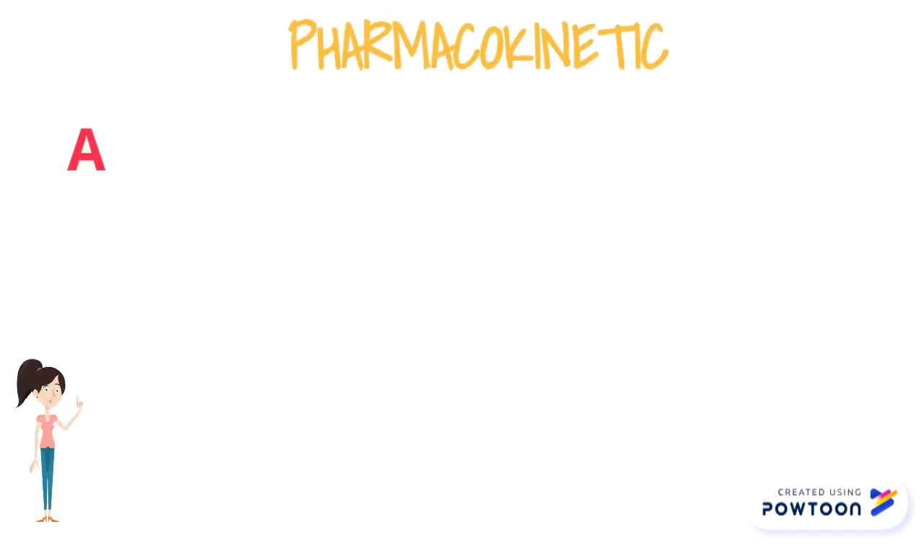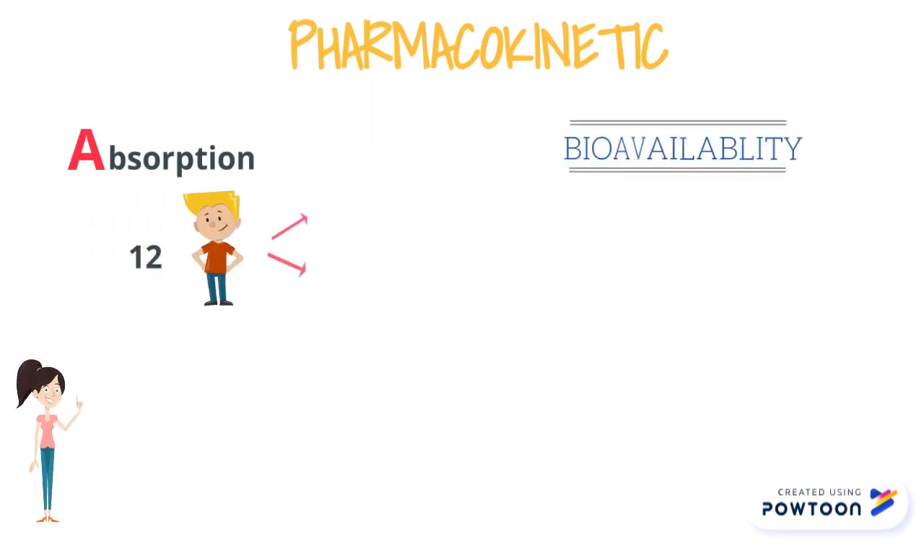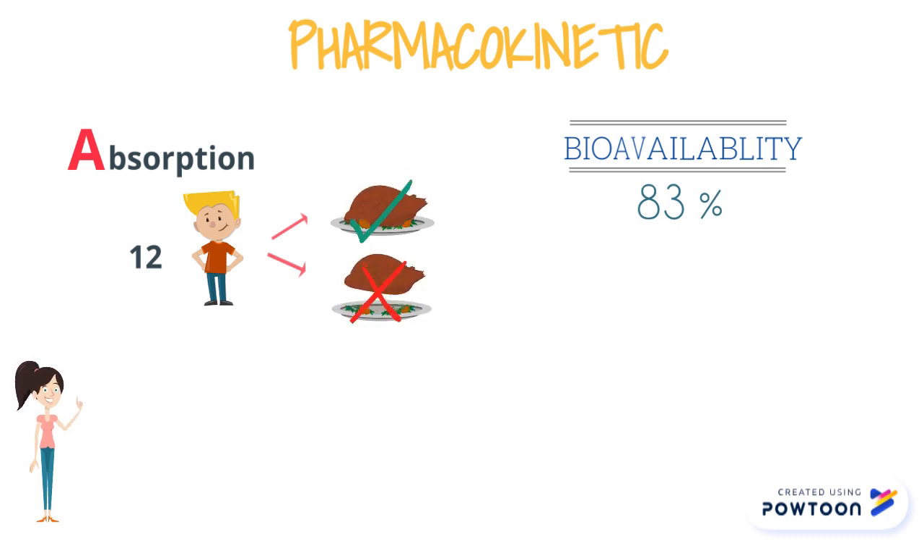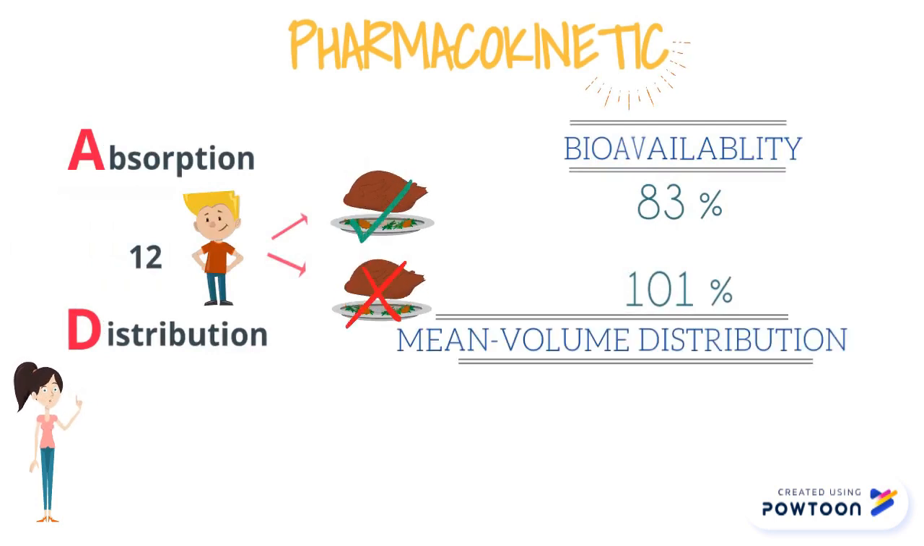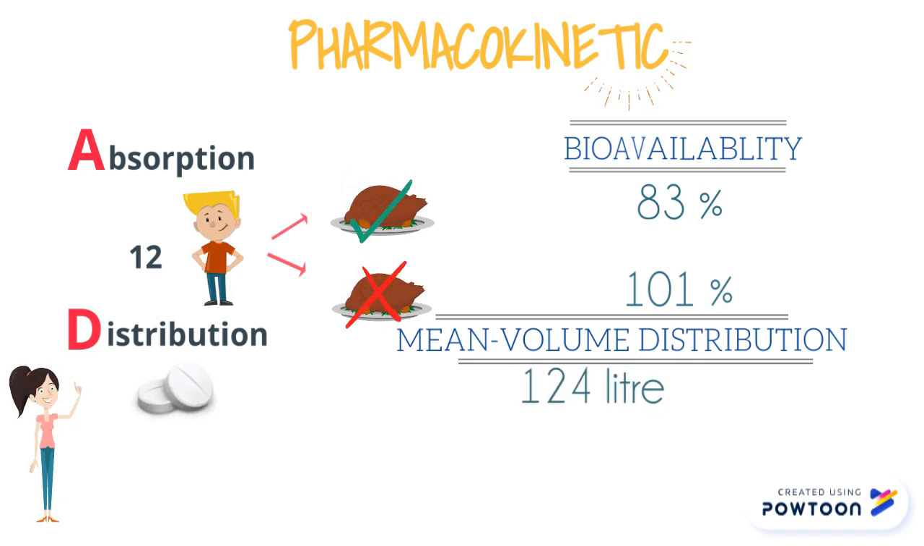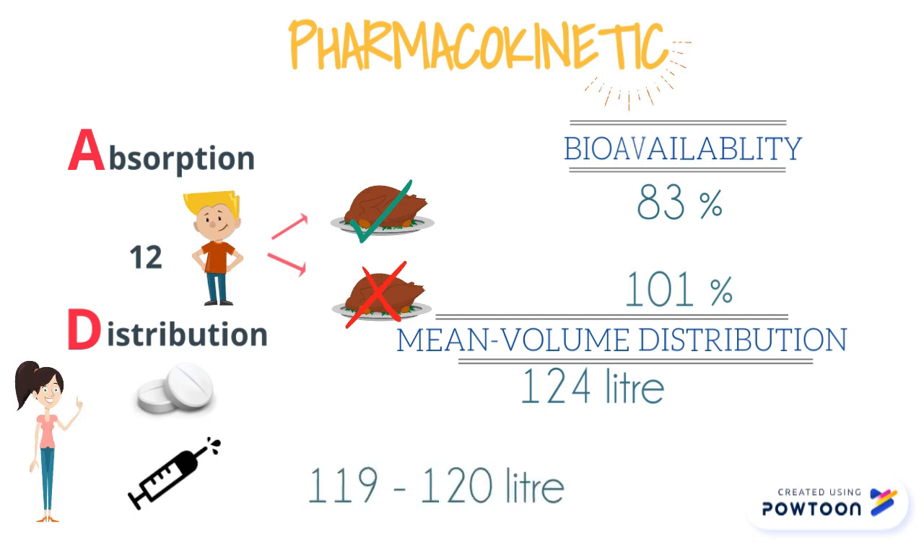The next is about pharmacokinetics. The absorption study was tested with 12 healthy subjects. For the 6 healthy subjects without fasting, the bioavailability is 83%, while for the 6 healthy subjects with fasting, the bioavailability is 101%. Next is distribution. When Arcoxia is taken orally, the mean volume of distribution is 124 liters. When taken intravenously, the mean volume of distribution is 119 to 120 liters.